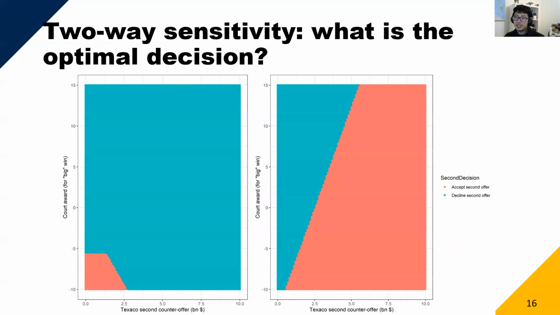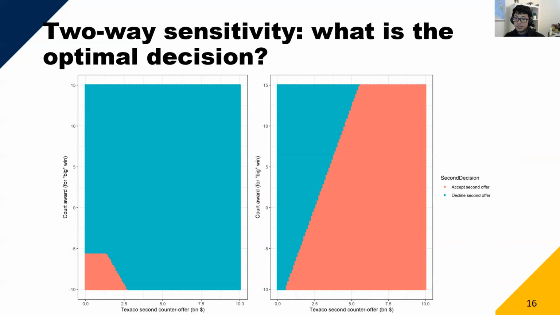So in this case, in the first plot, this is about whether or not you would accept or decline the first offer, and this is about whether you would accept or decline the second offer. And the teal is basically saying you should decline the first offer, and the red here is saying you should accept the first counteroffer, and this is applying to the second. Accept the second counteroffer, decline the second offer.